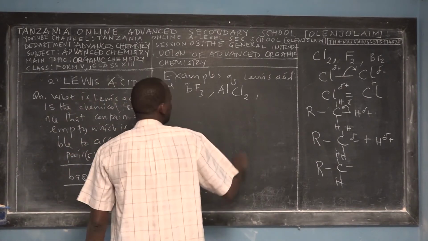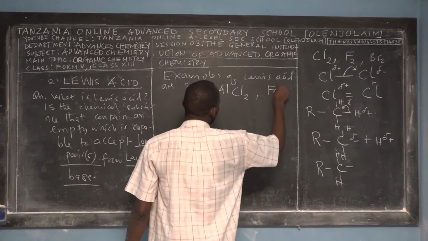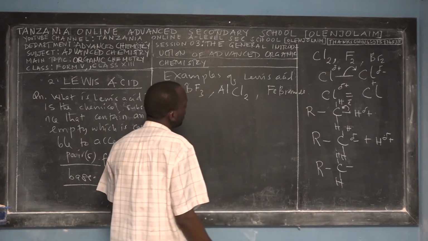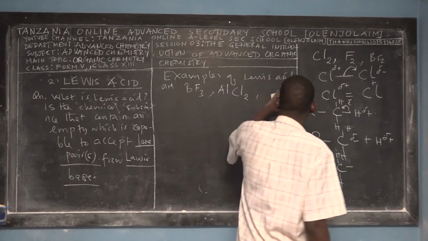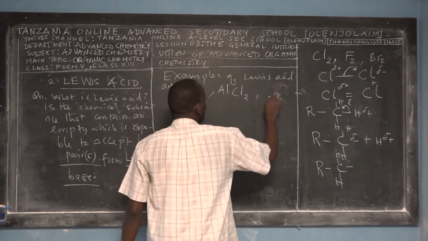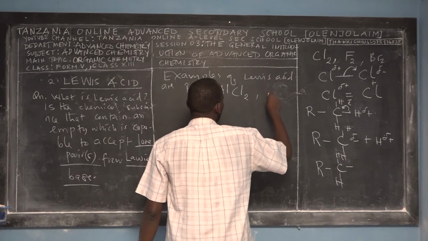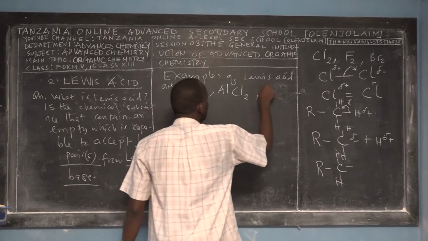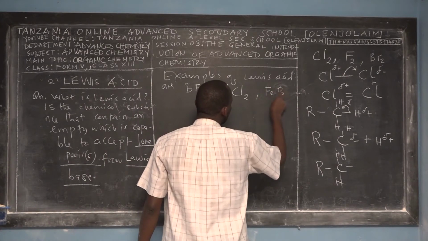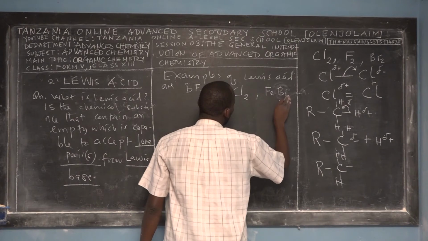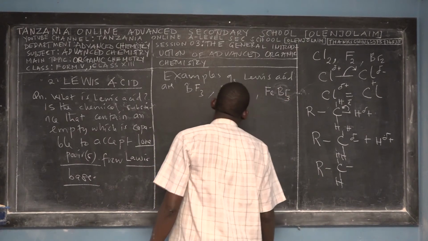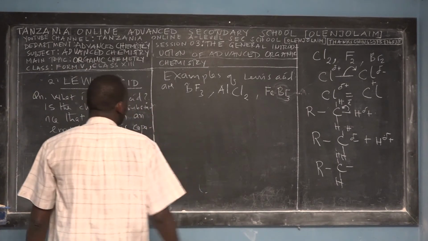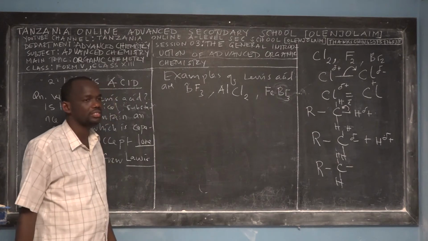Then iron bromide, iron(III) bromide. Okay, so those are the examples of Lewis acids.